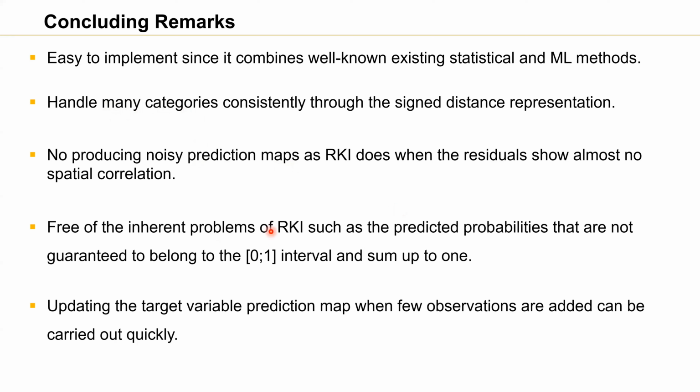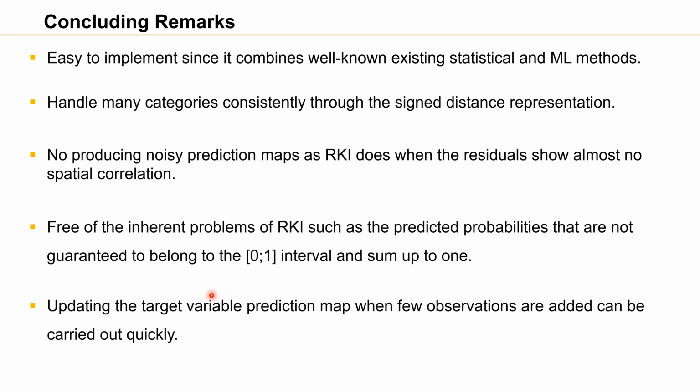Something also very useful with this method is that the predicted probability by construction is between 0 and 1, and sums up to 1. But in the regression kriging of indicator, it's not the case. We need to do a kind of post-processing to have this constraint.